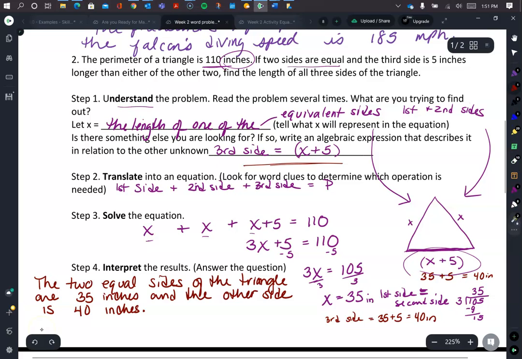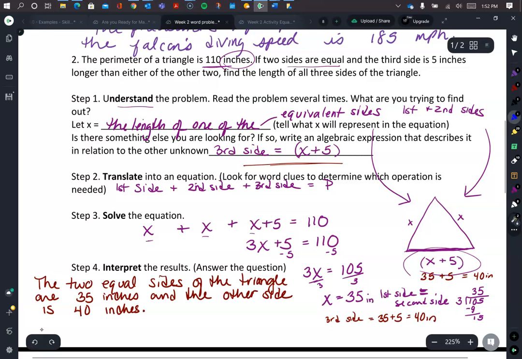So now I've just gone ahead and written out the sentence. The two equal sides of the triangle are 35 inches and the other side is 40 inches. You don't have to be fancy with it. You do want to make sure that if you do that, so I have two sides that are 35, that gives me 70. So when you do this sentence, make sure it works out to fit with the question. So 35 plus 35 is 70, plus another 40 is 110. So it does work out.